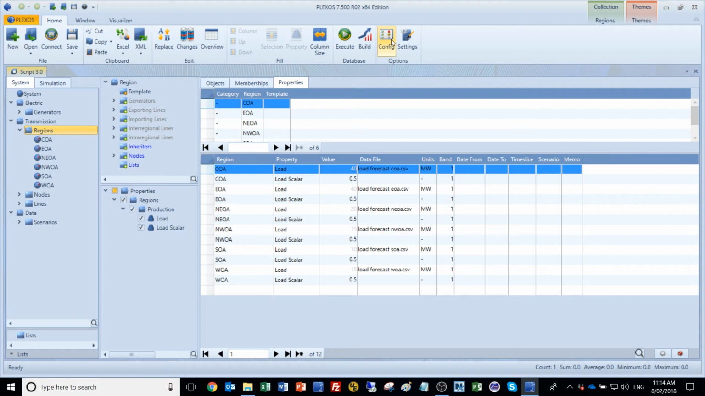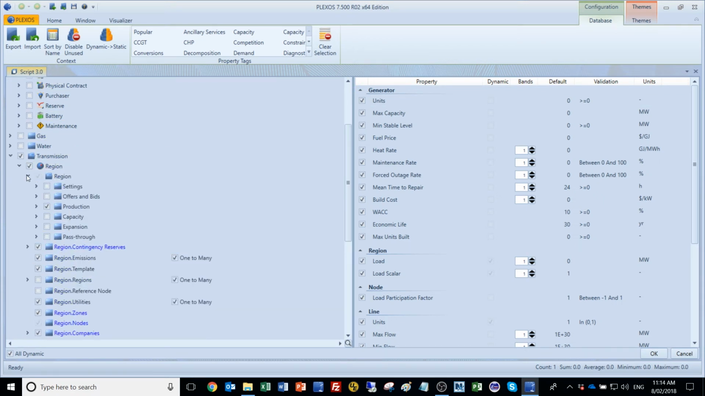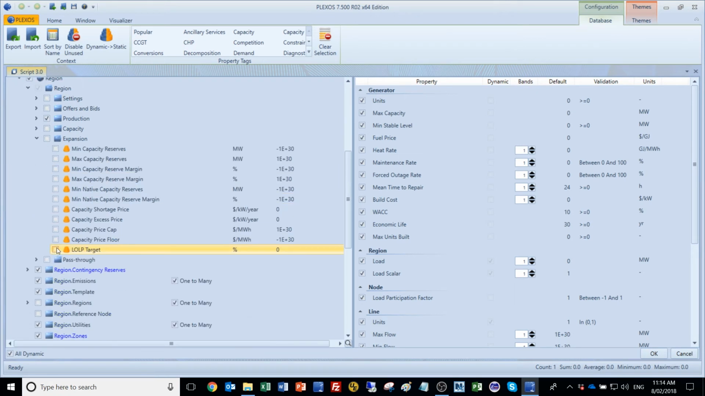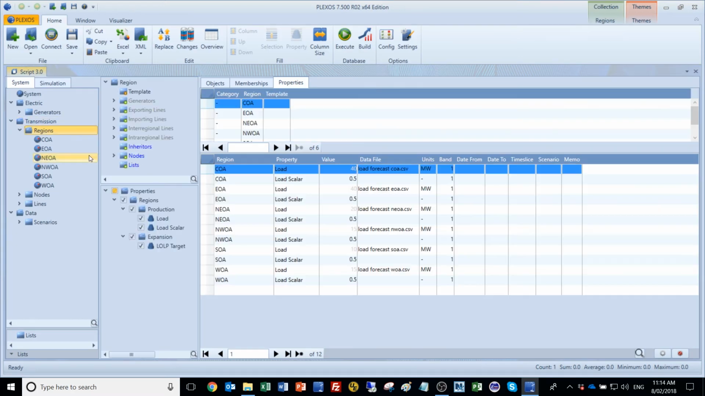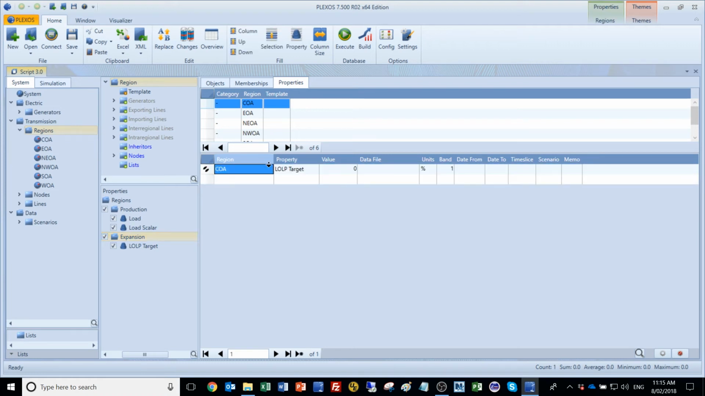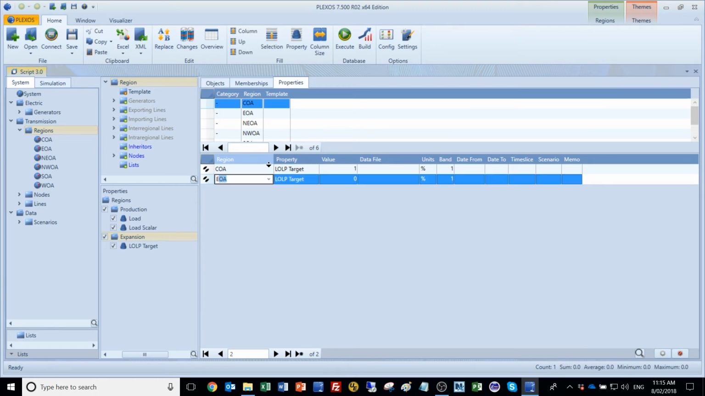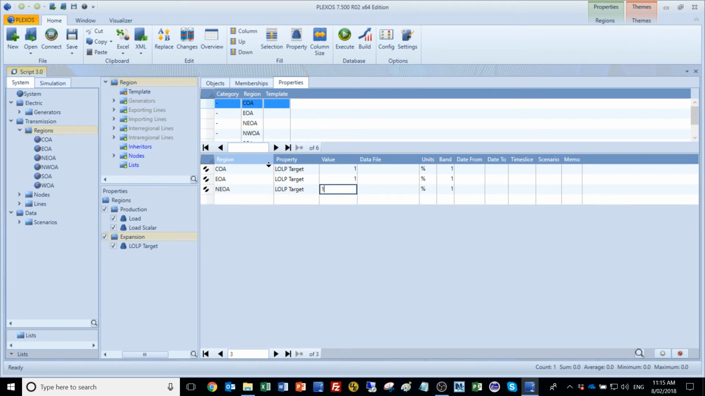You only need to set the property LOLP target, and input the required value. The target sets an upper bound constraint on the loss of load probability for each region during your long-term optimization.